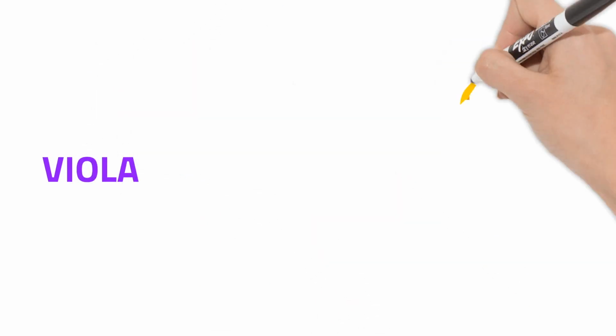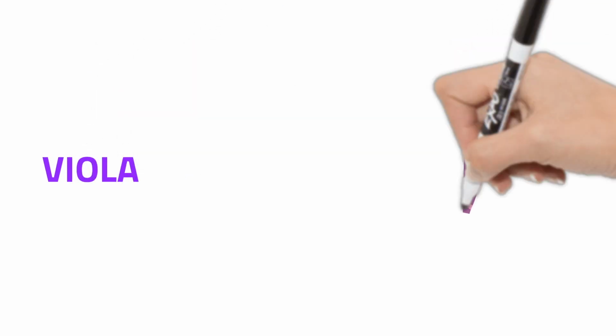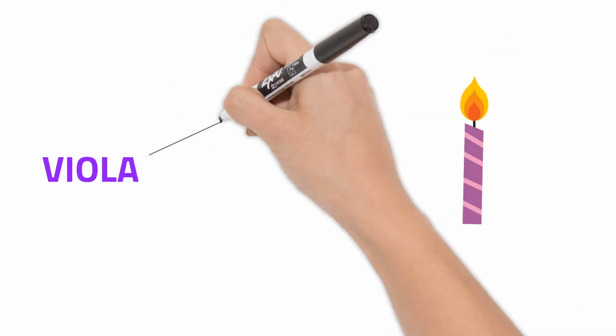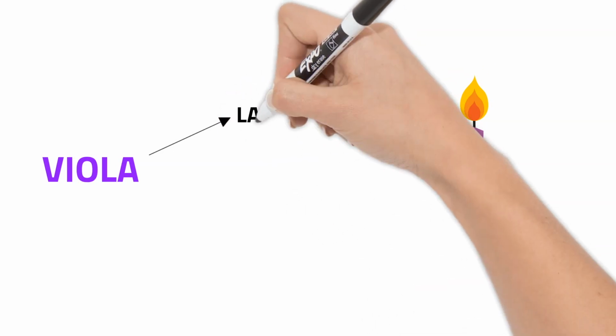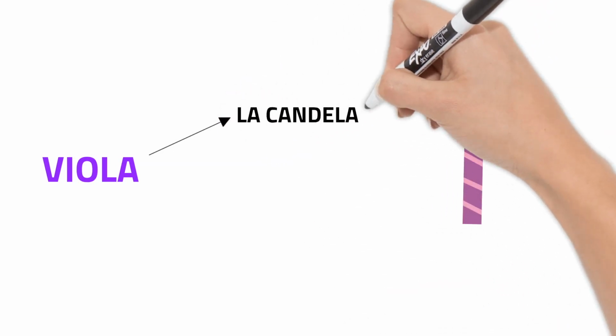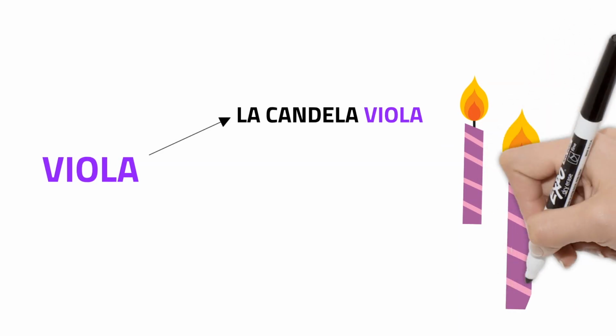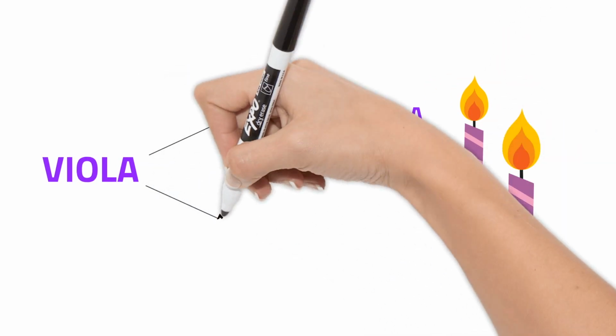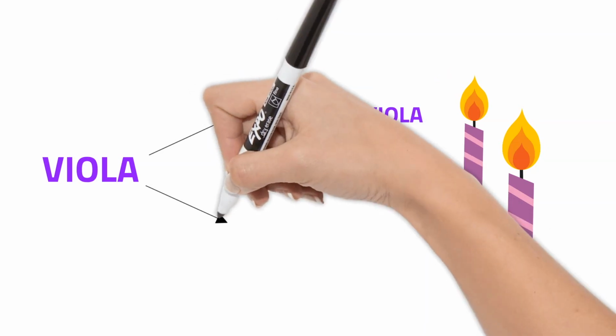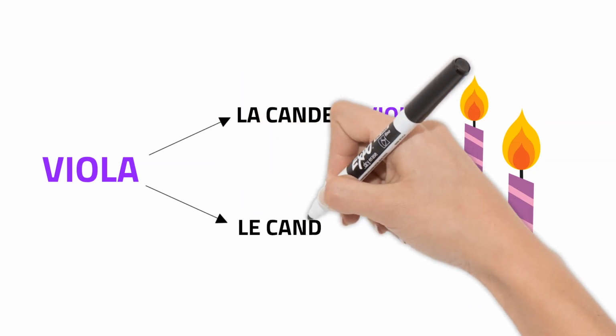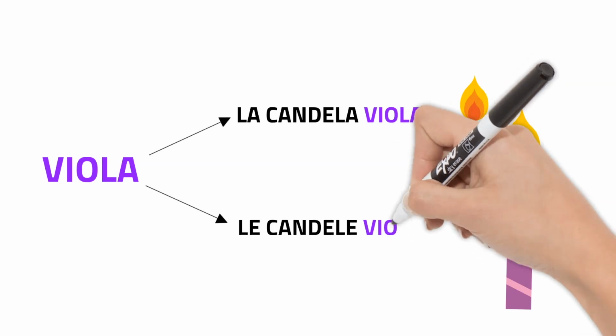Last one is viola, purple. Let's draw a candle, candela. If we want to say la candela viola, this is the singular. But if we draw another one and we turn it into plural, it becomes le candele viola. Again, the color doesn't change, only the noun does.